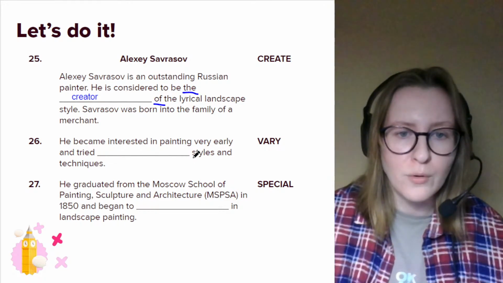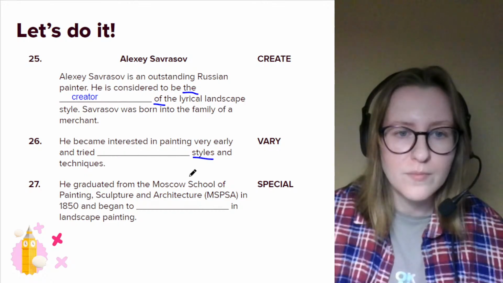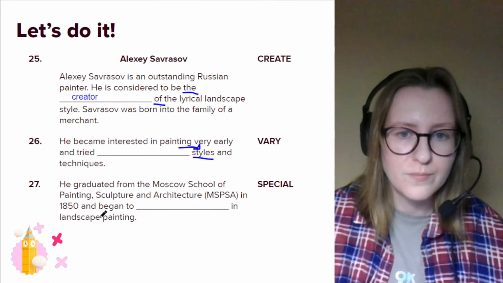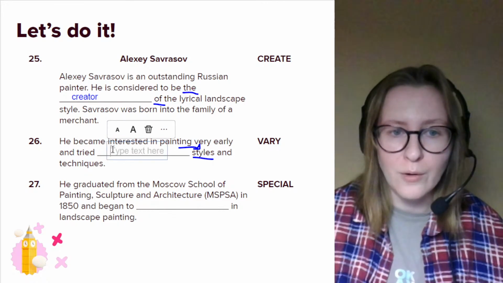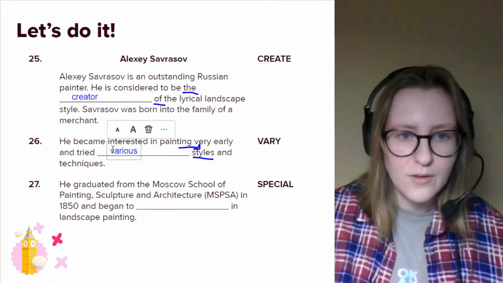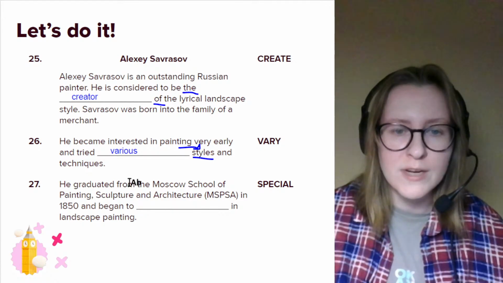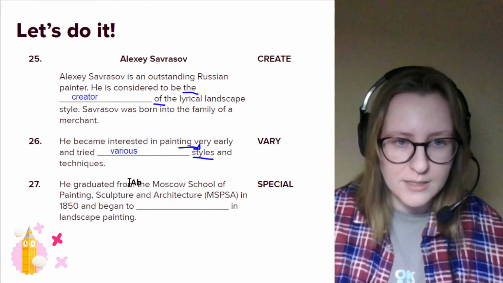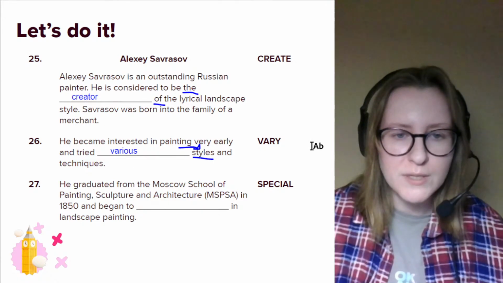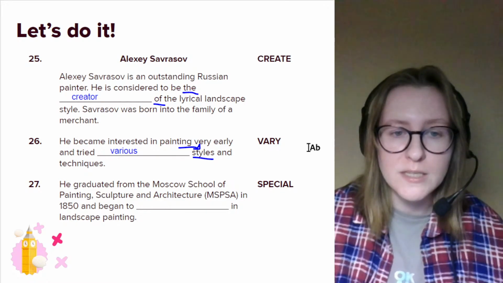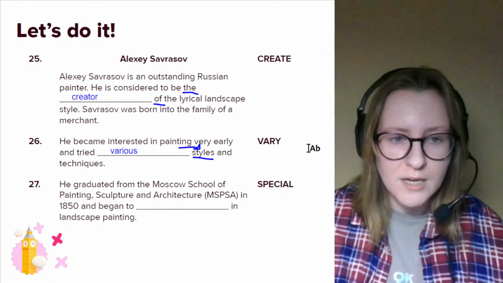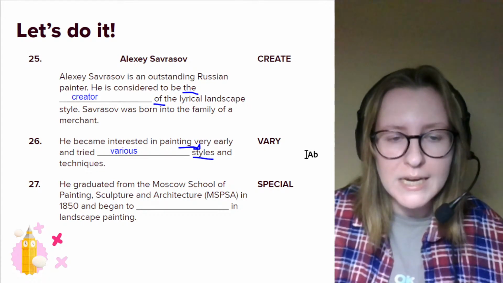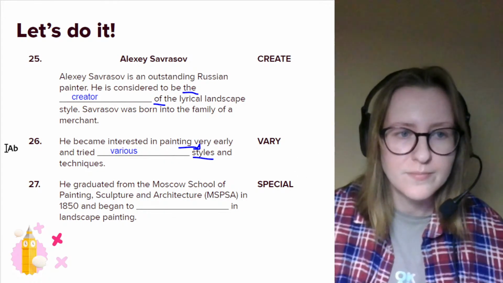Right, so we have a noun after the gap, right? So our gap describes that noun. We need an adjective to describe a noun, which is various. He tried various styles and techniques. He graduated from the Moscow School of Painting, Sculpture, and Architecture in 1850 and began to in landscape painting.